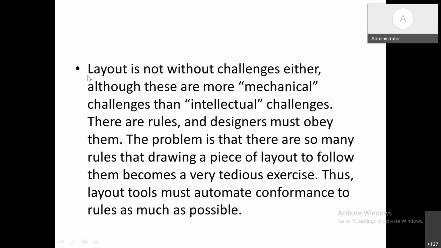I told you layout also has a lot of challenges because there are so many rules to draw a piece of layout, and following them becomes a very tedious exercise. So researchers have come out with layout tools that must automate conformance to the rules, because there are a lot of rules. If the rules are automated by a particular tool, then it is easier for the designer to do the design in an easy way and also in a faster time.